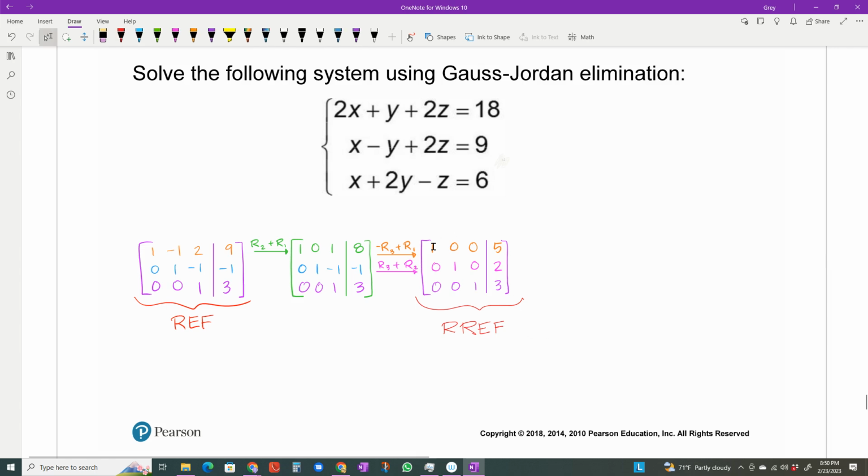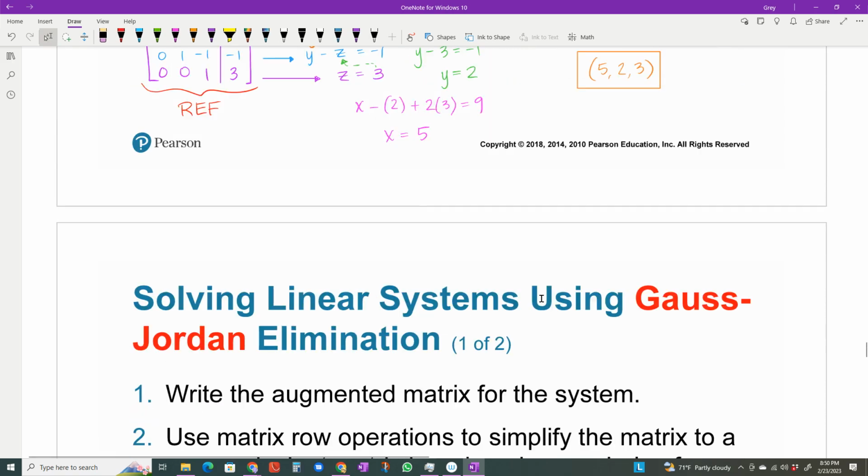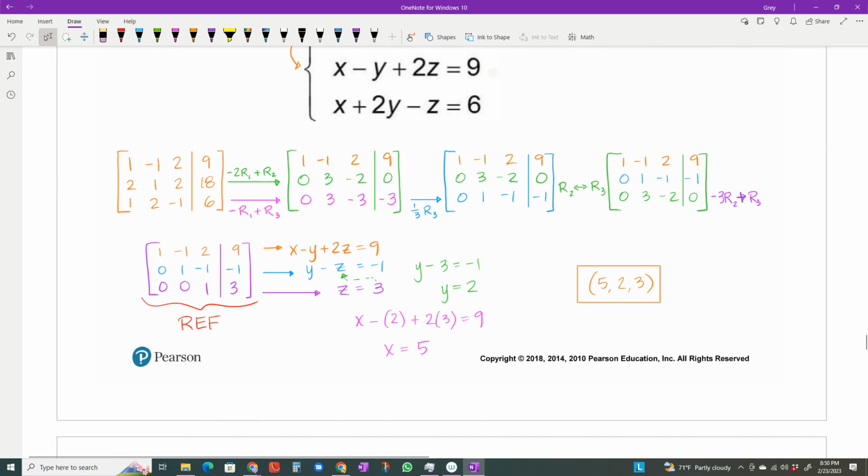But this tells you X is 5, Y is 2, and Z is 3, which is exactly what we did in the previous question. So you can either continue to get to all the zeros, or you can stop at that point and do the back substitution.